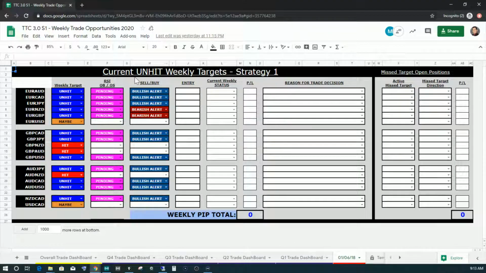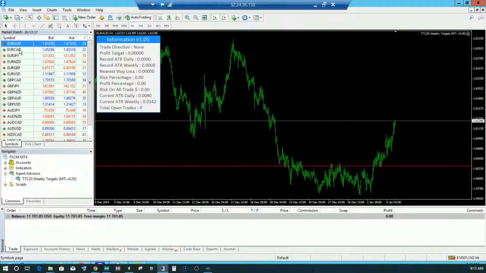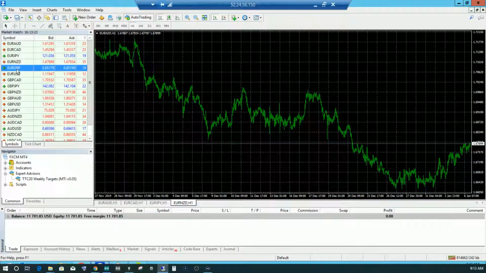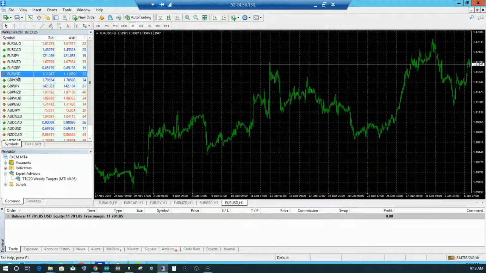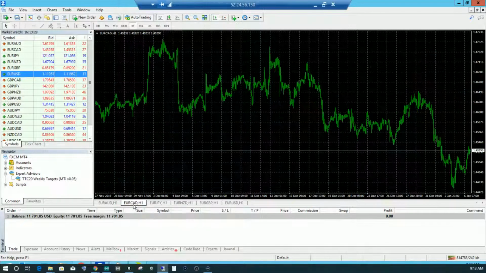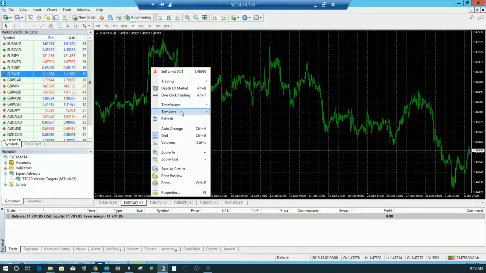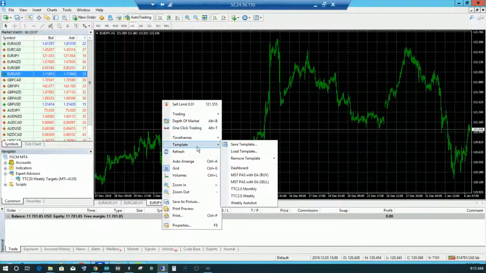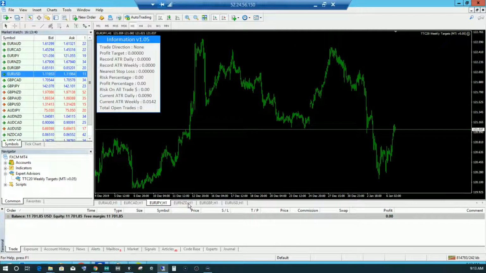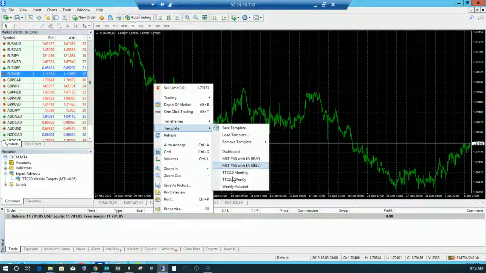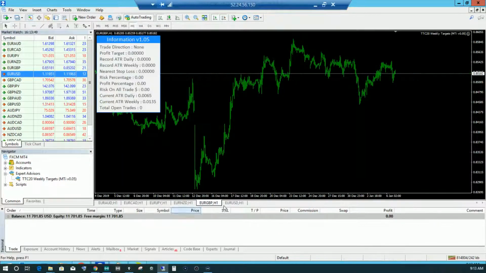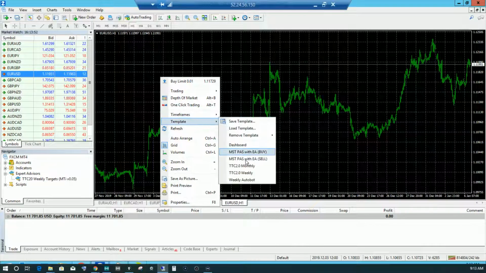Alright, so let's go back. This is the setup that I have right here. Let me go back to this, and I'm going to add in all the Euro crosses. So there's the Euro, add in all of these right here. There we go, all of them being added on. I'm going to run the template. It's a weekly template that I'm running right here, and I'm going to run it on all of my setups.